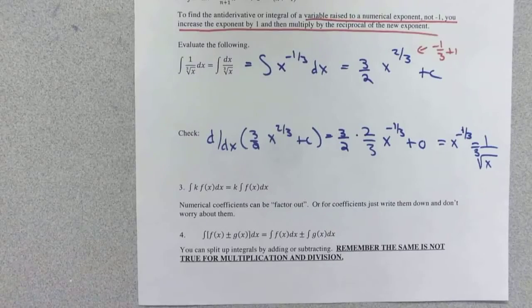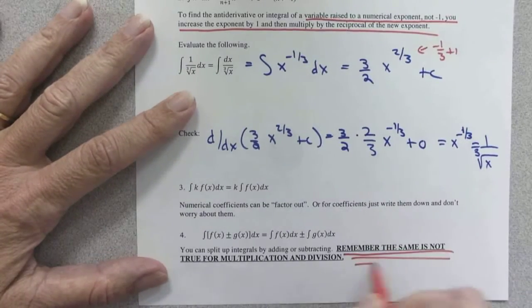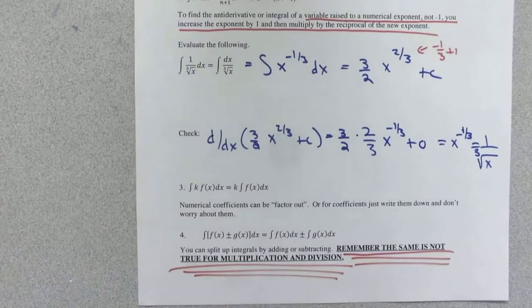4. The integral of f of x plus or minus g of x dx is the integral of f of x dx plus or minus the integral of g of x dx. You can split up integrals by adding or subtracting. Remember, the same is not true for multiplication and division. For differentiation, you were told to either simplify or use the product and quotient rules. So since it was special and complicated in differentiation, it'll be special and more complicated in anti-differentiation. If it was hard in differentiation, it's going to be harder in anti-differentiation.